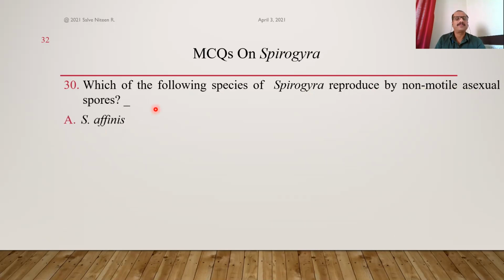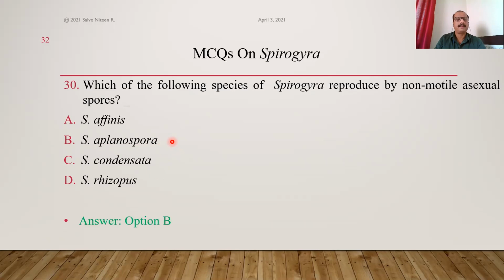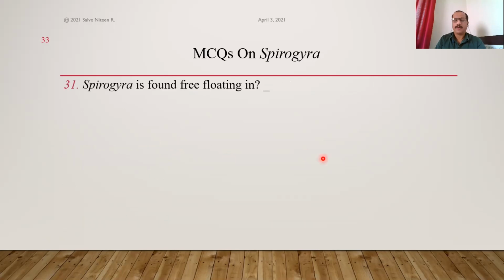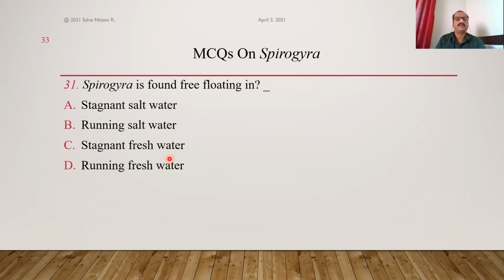So here the question is, which species reproduces asexually by non-motile asexual spore, that is aplanospore. You can see the options: Spirogyra affinis, Spirogyra aplanospora, condensata, rhizopus. So obviously the answer is Spirogyra aplanospora. As the name itself suggests, there is presence of aplanospores for asexual reproduction. So this species, Spirogyra aplanospora, reproduces by the asexual method. So the answer is option B. Okay. Spirogyra is found free floating in which water? Salt water or fresh water?